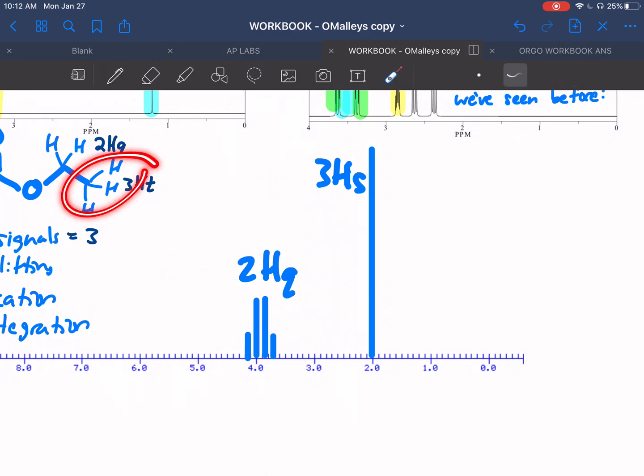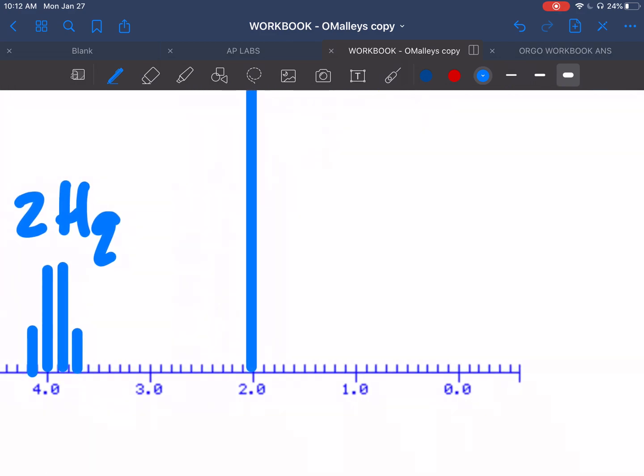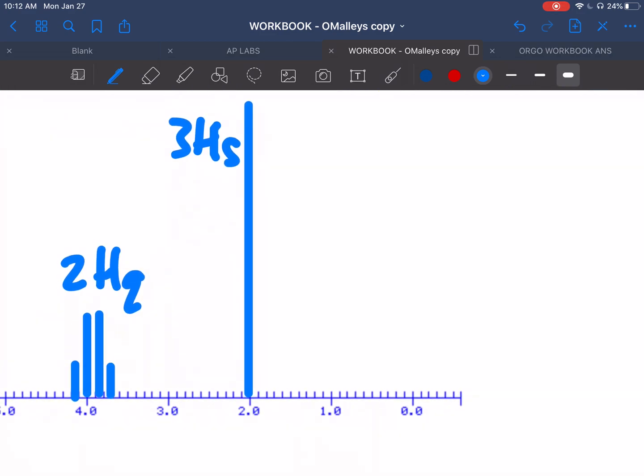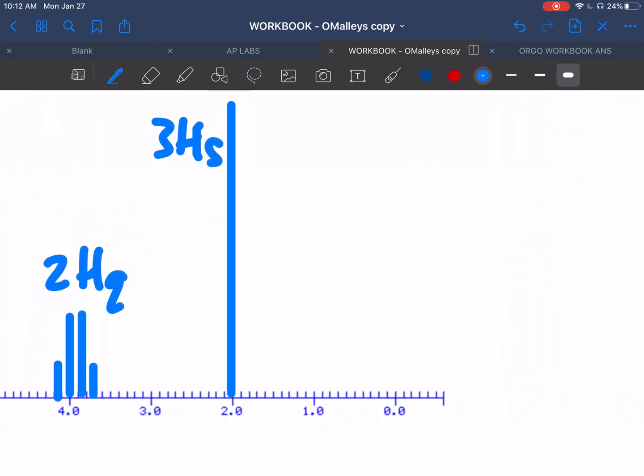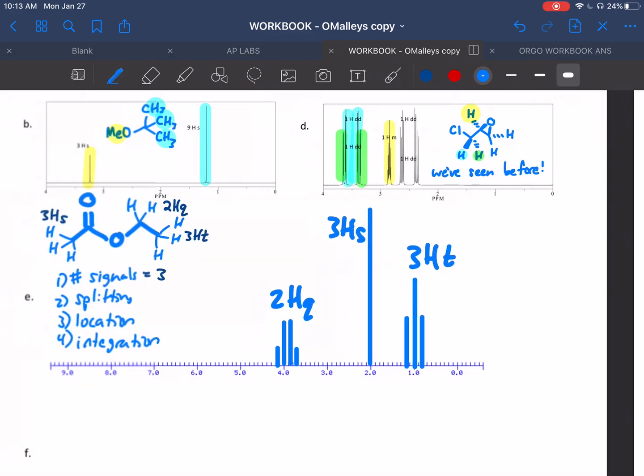And then lastly, the least electron poor hydrogens would be the triplet, probably down in the 1s somewhere. And it would also be 3 hydrogens. Since it's a triplet, since it's split, the area would be the same, but the height would be less than our singlet. So I'll draw a rough approximation of a triplet, probably in the 1s somewhere. And it's going to be in a 1:2:1 ratio of areas of those peaks. That's your 3 hydrogen triplet.